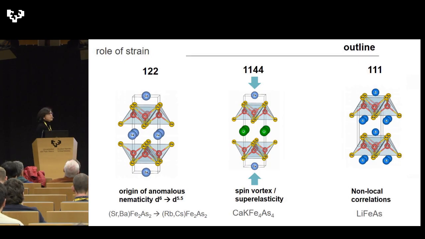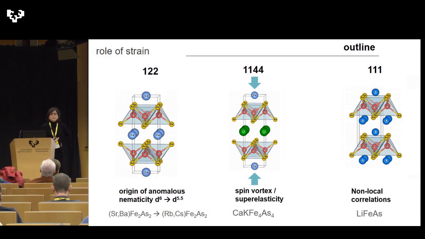The second case I want to deal with here is also the observation of a new magnetic order, which in fact is a spin vortex magnetism, as well as superelasticity in the so-called 1144 materials. This is nothing else as 122 materials where there is an alternation of the cation between rare earth, or alkaline, and alkaline earth cation.